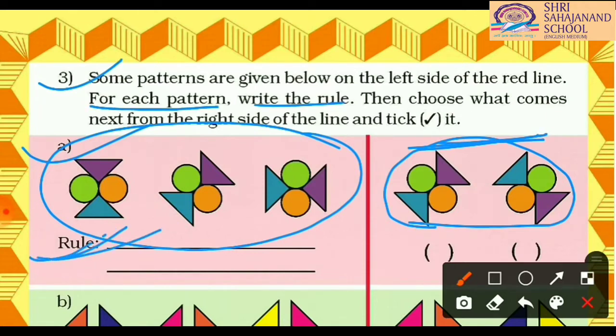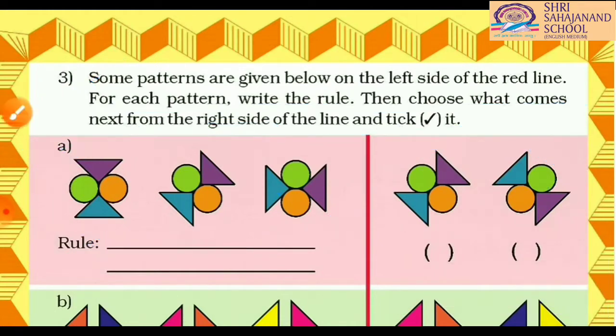Here we have some space. Here we have to write the rule on which pattern these pictures are based. Then choose what comes next from the right side of the line and tick it. What will come next, we have to choose from this answer box. So now come to the question directly.